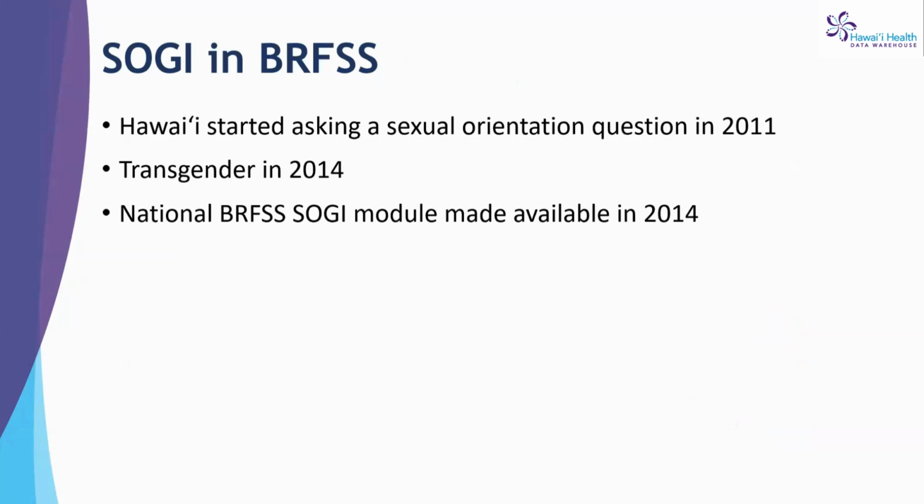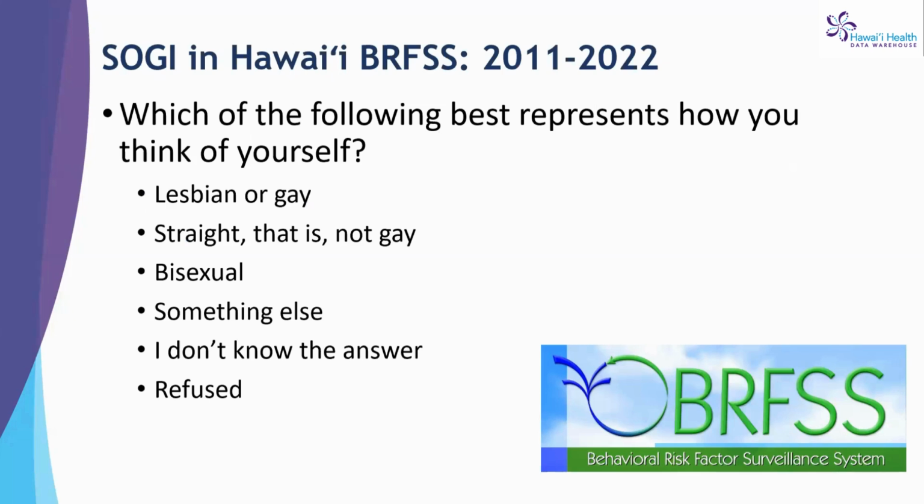The BRFIS is a major source for adult health data in the state. It covers a wide range of topics, including health status, health-related risk behaviors, chronic conditions, and use of preventive services. In Hawaii, we started asking a question about sexual orientation in 2011, and we added a question about transgender status in 2014. We were a bit ahead of the curve as the National BRFIS didn't introduce a module for collecting SOGI data until 2014. Here's the current sexual orientation question used by BRFIS.